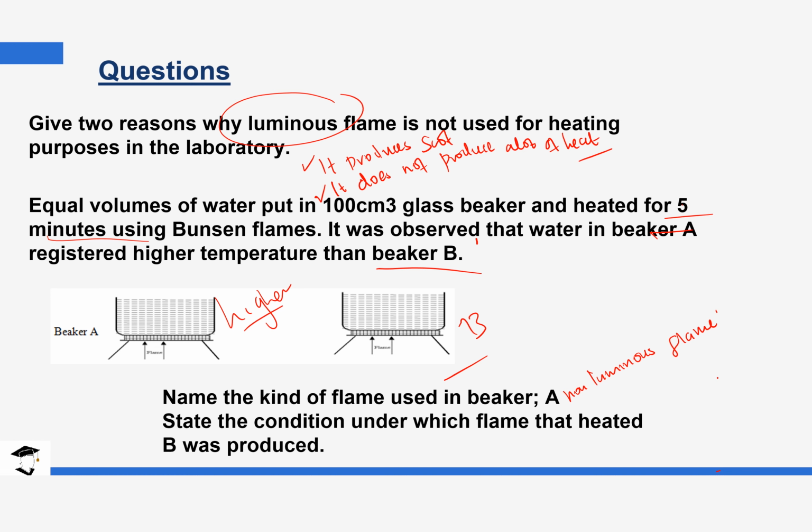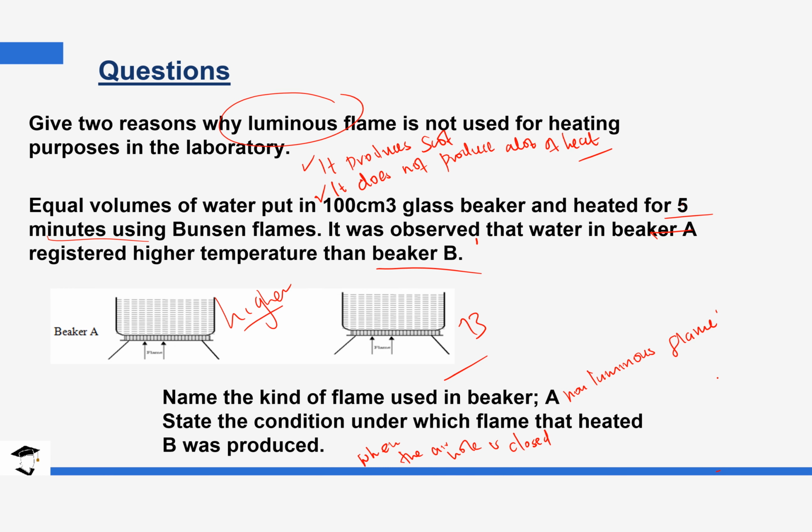State the condition under which the flame that heated B was produced. So we are being asked under which condition the luminous flame is produced. It is produced when the air hole is closed. So that's when it's usually produced, when the air hole is closed.